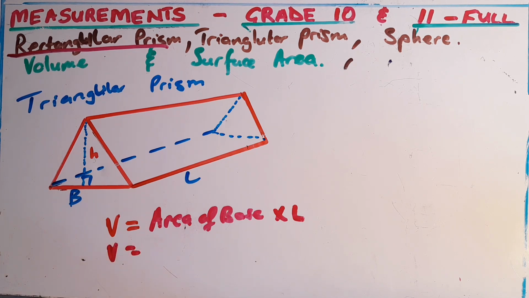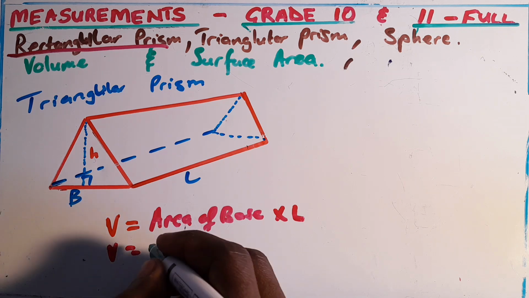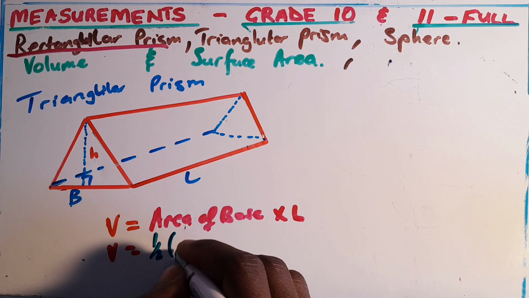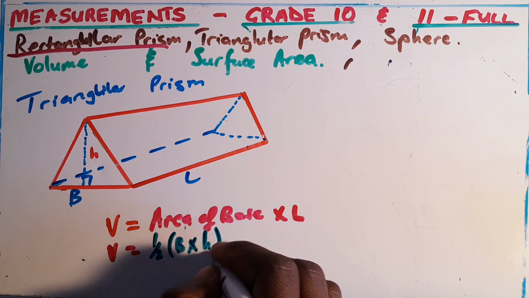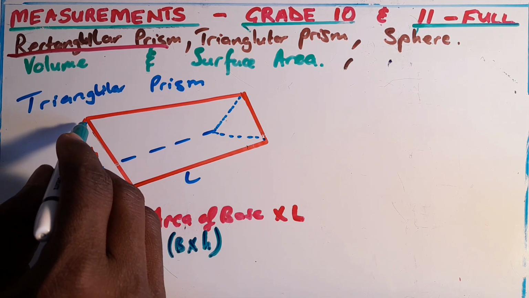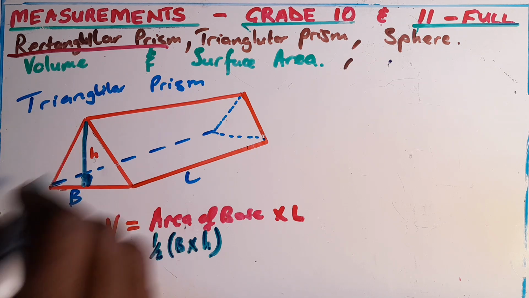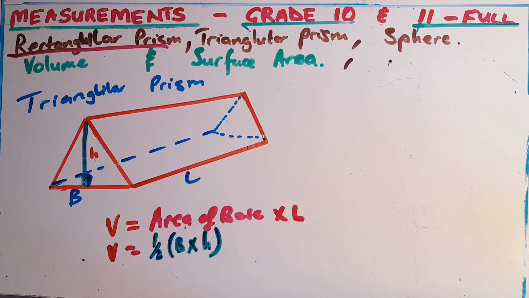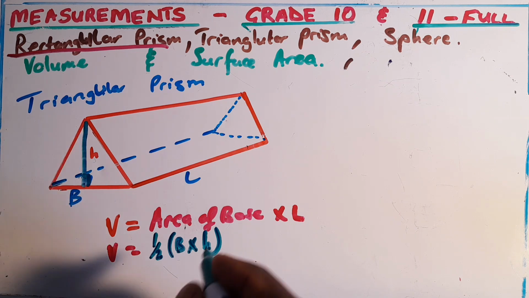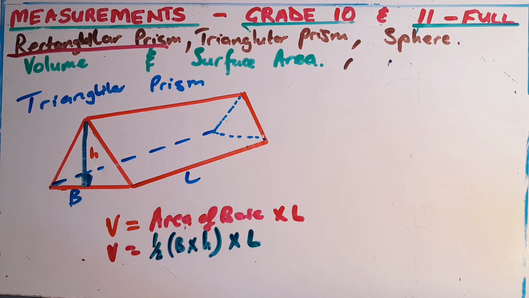We know that the area of a triangle face is equal to half base times the height, which is the height between this vertex and this breadth. So this is the height we are talking about. So this is half of this multiplied by this height, and you can multiply that by the length. That is how you can find the volume of this shape. Finding the volume of a triangular prism is not that difficult.